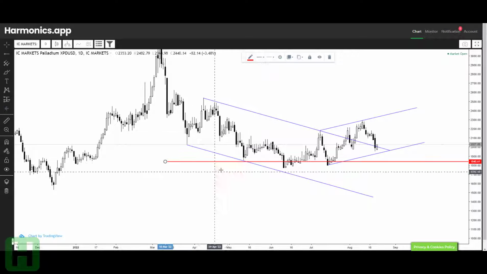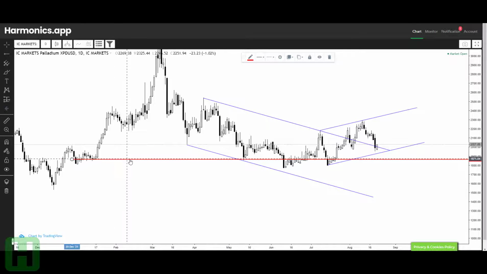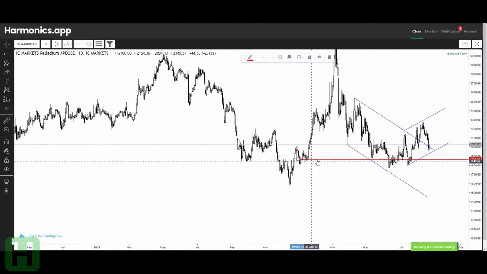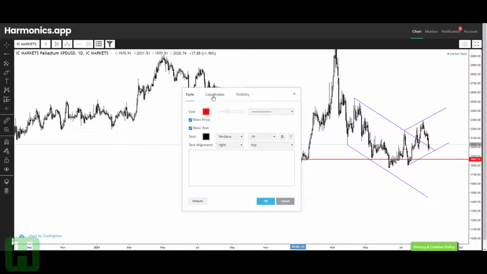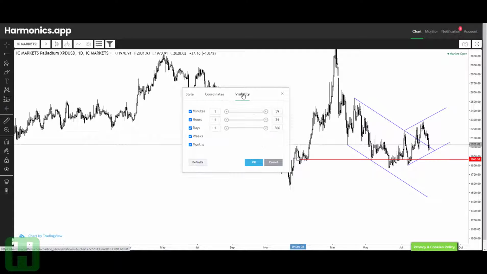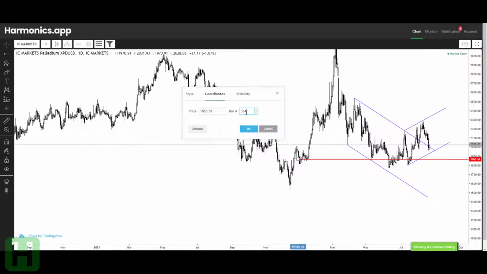I'll put it as a red. I will right mouse click. Okay, here it is already, settings, and I will change coordinates. Okay, I will put it as the smallest one.